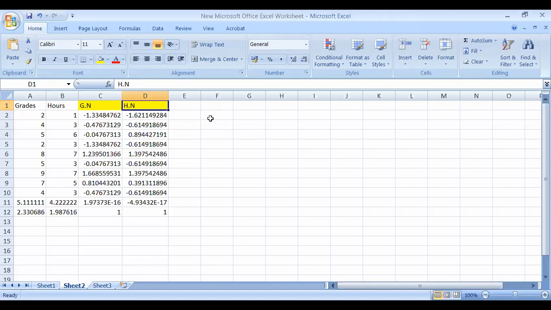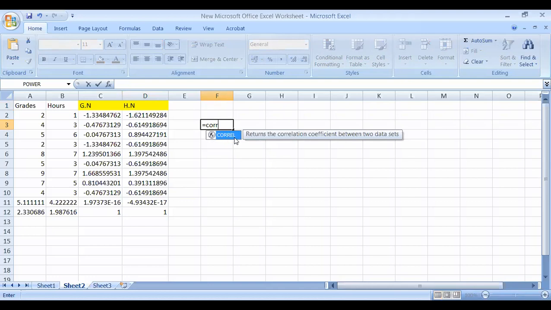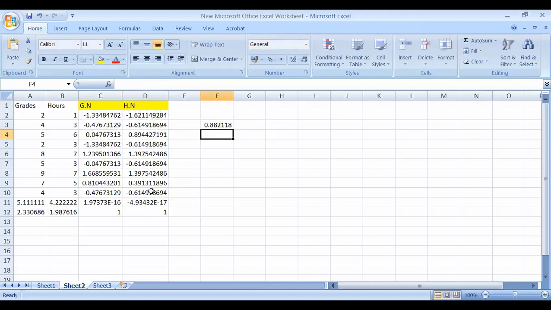If you want to calculate the correlation, you can do it manually, but Excel provides you many ways. One of them is CORREL. This is the function which performs correlation. Now it needs 1 set of data, that is this. This is the first array, right? And the second set of data is this, right? Okay, and I perform. So this is the correlation value.